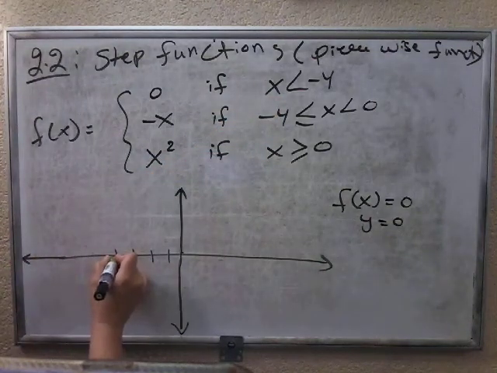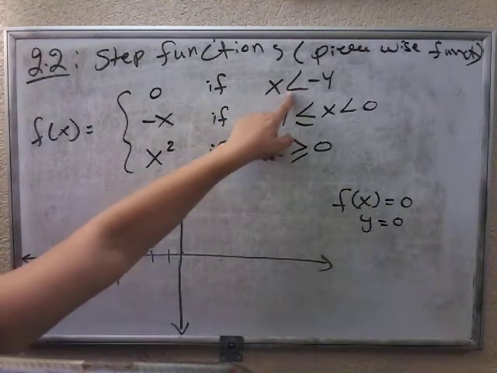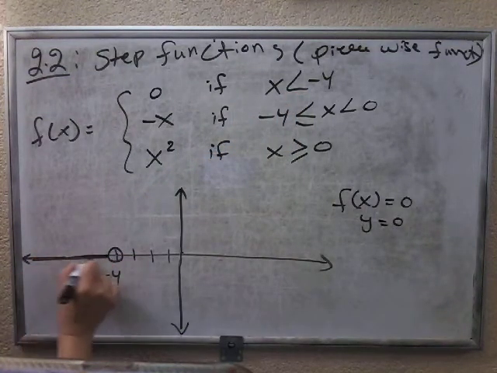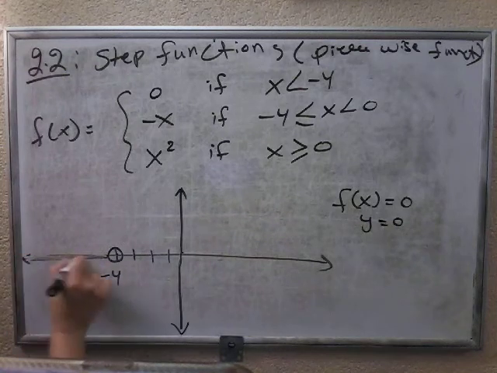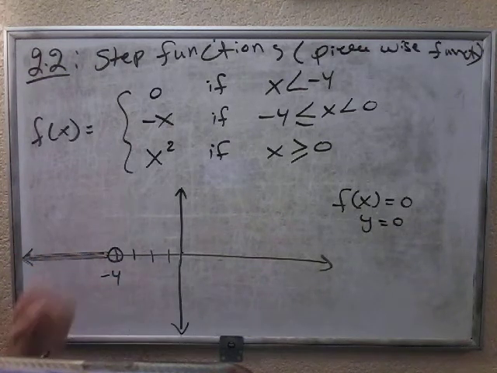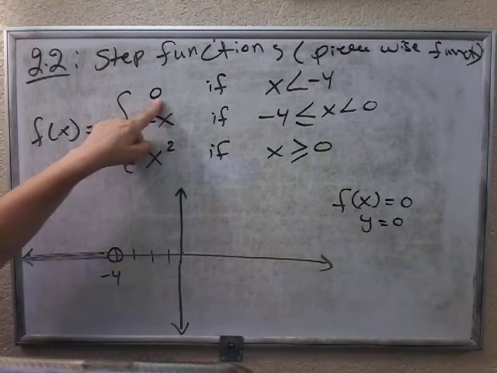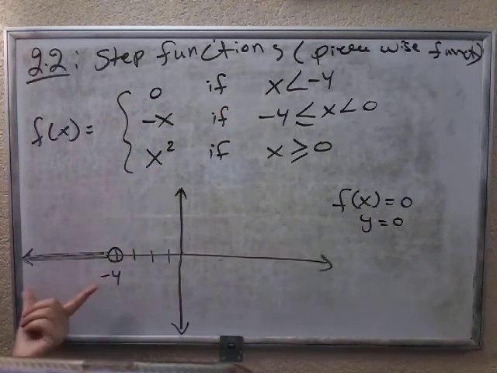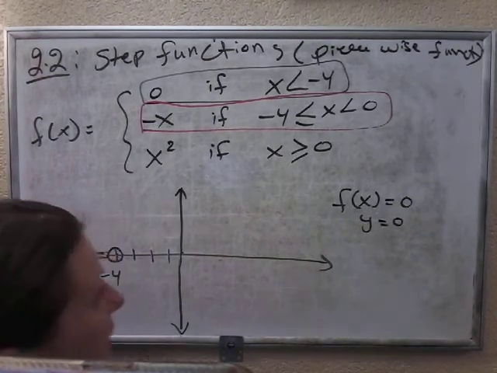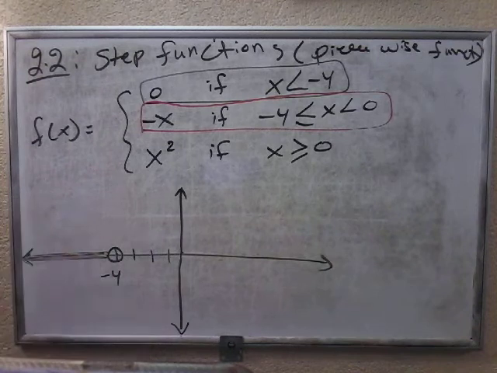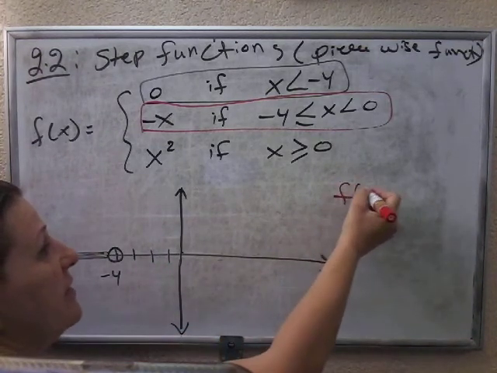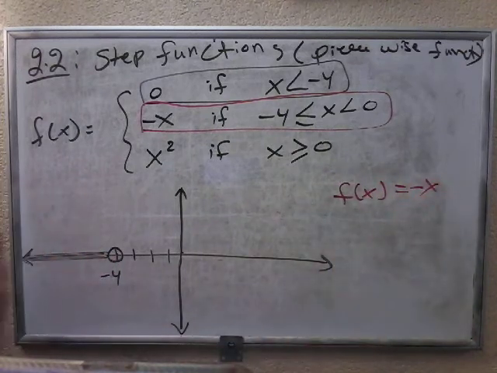Negative 4, I'm right here, an open circle, because there's no equal to it, and only the negative part of it. So only this part. Only that part of the graph. F of x equal to 0, for x less than negative 4 is only that part. So I'm going to grab the second equation with red so you can see how they are different from each other. So now we're graphing f of x is equal negative x.